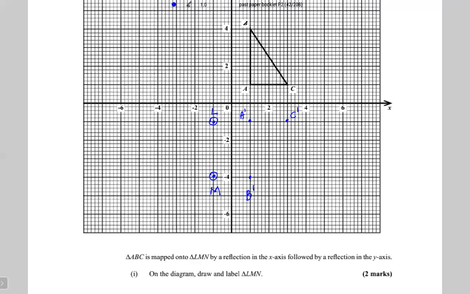The reflection of C prime will give me N. C prime is 1, 2, 3 units from the mirror line. N would be 3 units from the mirror line on the other side. 1, 2, 3. This is the image of C prime, which is N. Now, all I have to do is to use my ruler and my pencil to connect the vertices.